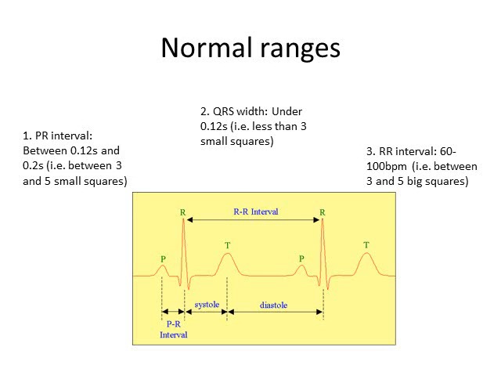So the PR interval needs to be between 0.12 seconds and 0.2 seconds for it to be normal. And if each small square on an ECG is 0.04 seconds, that means it's between 3 and 5 small squares. The QRS width needs to be less than 0.12 seconds, so less than 3 small squares. And the RR interval, which is your heart rate, should be between 3 and 5 big squares.